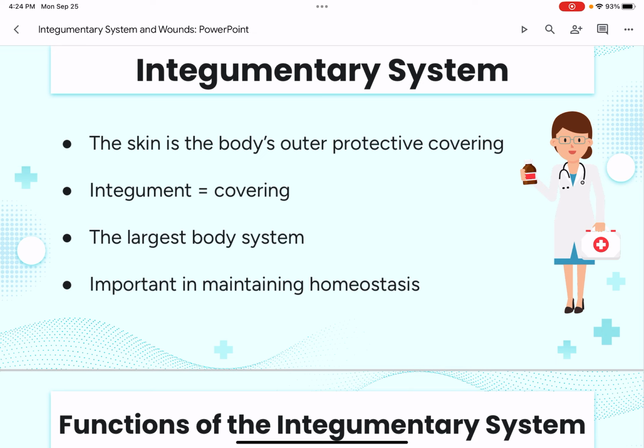The skin is the body's outer protective covering. The root integument means covering. The integumentary system is the largest body system. It is important in maintaining homeostasis. And if you recall from prior lessons, homeostasis is the balanced internal environment of the body.